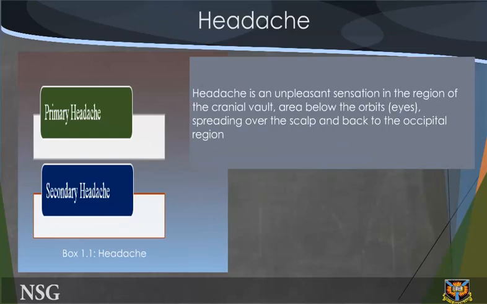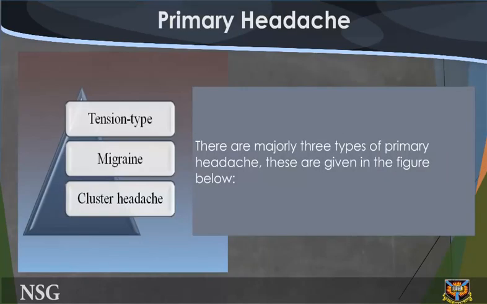Headache: primary headache, secondary headache. Headache is an unpleasant sensation in the region of the cranial vault, area below the orbit, eyes, spreading over the scalp and back to the occipital region. Primary headache. There are majorly 3 types of primary headache. These are given in the figure below: tension type, migraine, cluster headache.